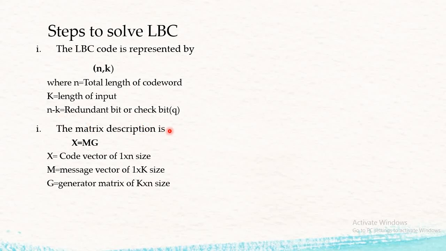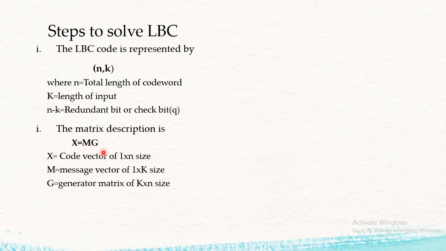Second is the matrix description. Now x is equal to mG is the basic representation of an LBC code, where x is your code vector of size 1 by n, where n is the total length of a code word. One must remember this. M is a message vector of size 1 by k, and G is a generator matrix of size k by n. Now these three terms are very important for finding the code word. So x is equal to mG is the generalized representation of solving LBC, where m is the message and G is the generator matrix.